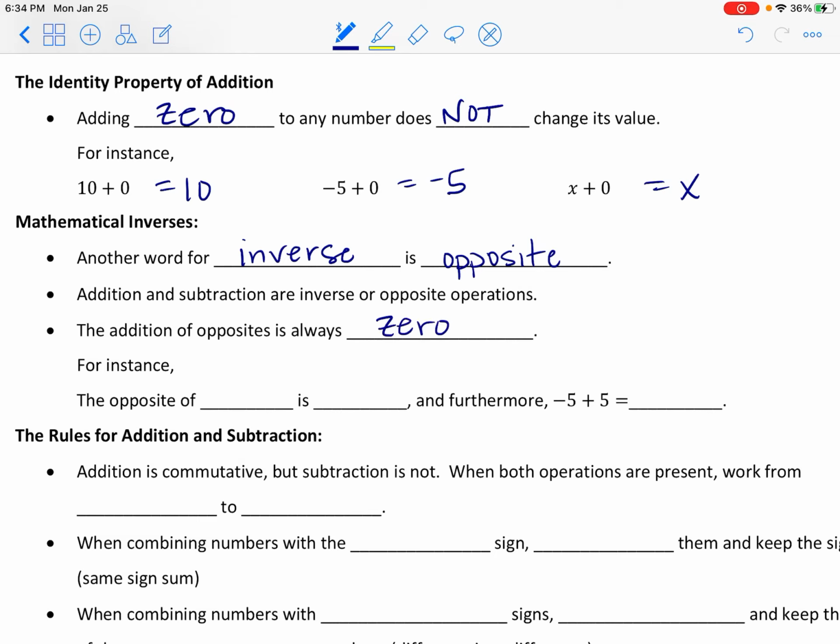So for instance, the opposite of positive 5, again adding a 5, is a negative 5 or subtracting 5. And then furthermore, if you were to combine those two numbers, if you were to put together a negative 5 and a positive 5, you end up with a 0. So adding opposites, which would be positive and negative of some number, is always going to result in 0. It's like they cancel one another out.